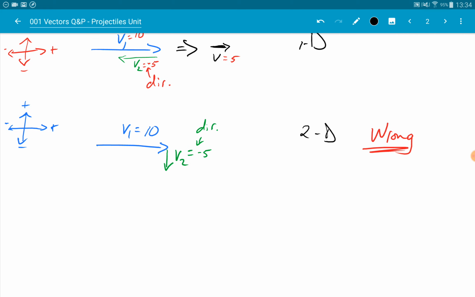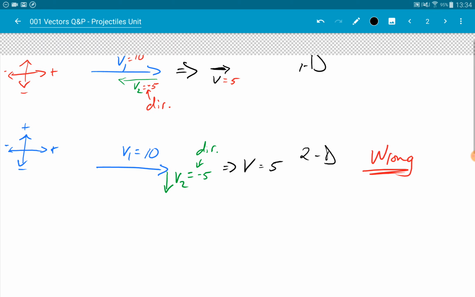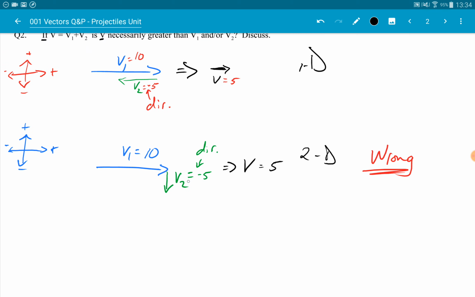So I would add those together, and this would imply that my ending V would be 5, just like in the previous case. But you should intuit that that doesn't seem to make sense, because V2 isn't going directly against V1. Instead, it's going completely perpendicular to it. So in this case, if it was like velocities, you'd still have the rightwards velocity here, but now you would just gain some downwards velocity on top of that rightwards velocity.